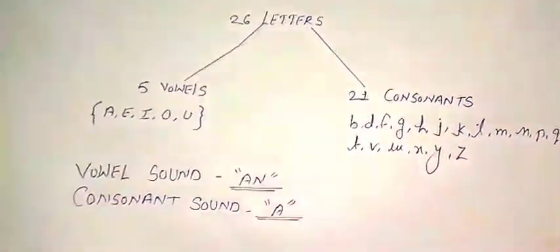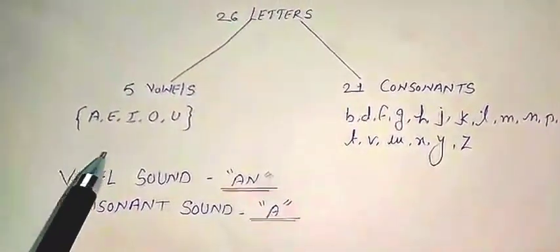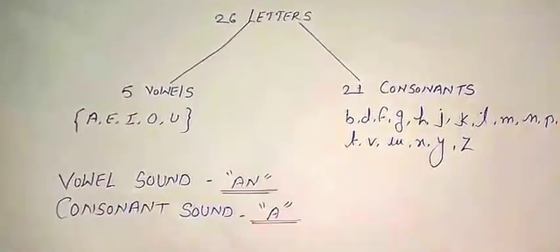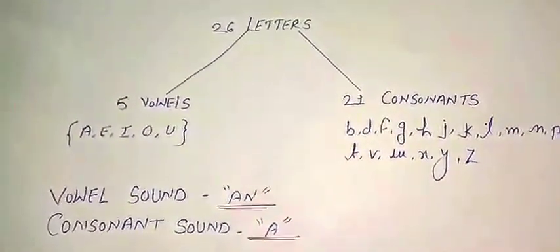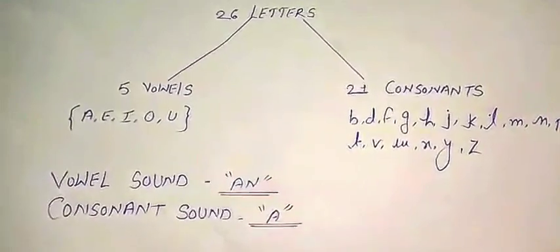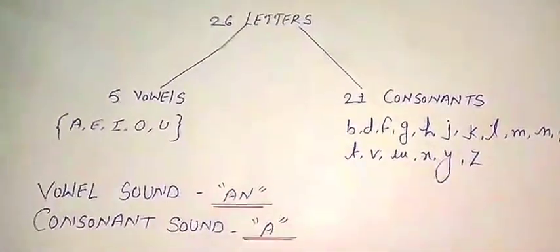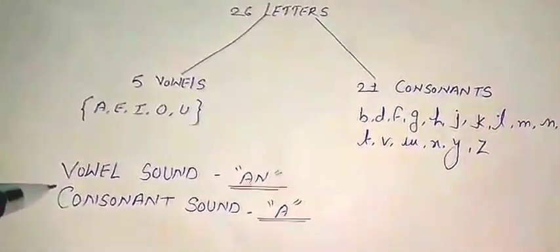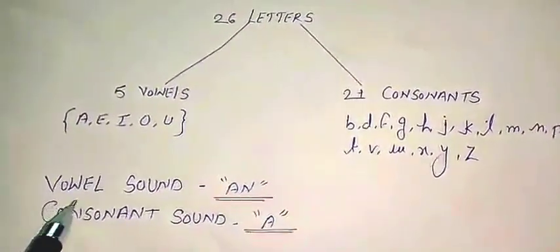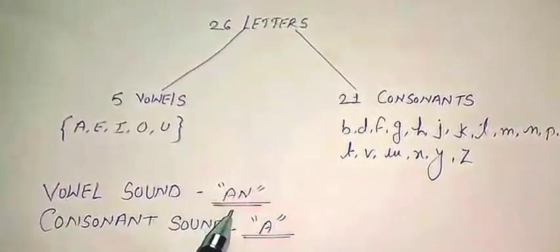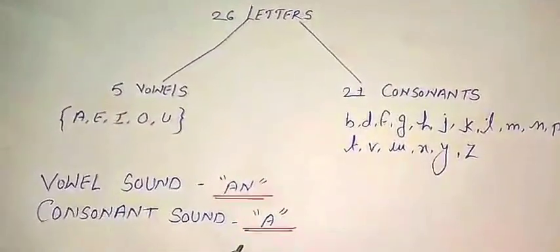Let's see. There are 26 letters, as we all know, in which 5 are vowels, which are A, E, I, O, U, and the rest 21 are consonants, all the letters except A, E, I, O, U. As we all know, I am talking about the sound: if the first sound of the word is a vowel sound, there we have to use article an, and if it starts with a consonant sound, we have to use article a.